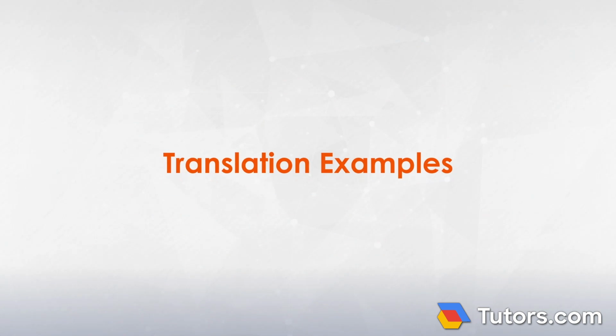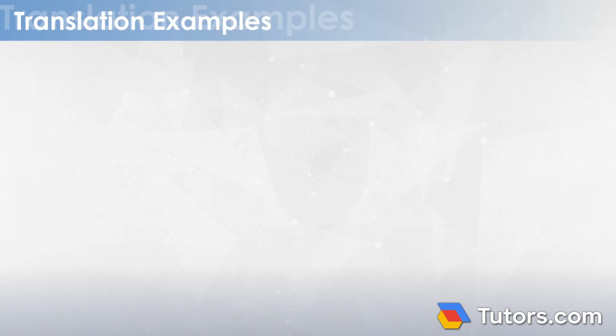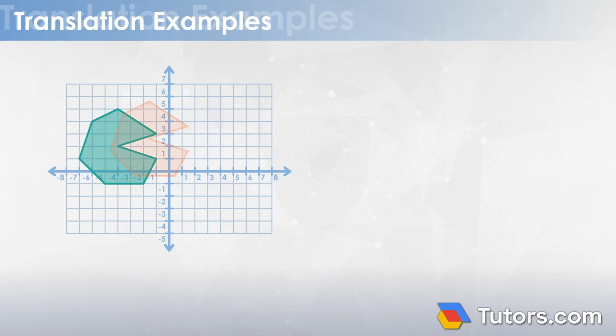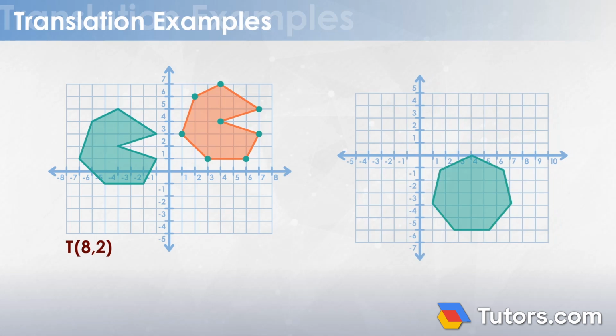Translation examples. Let's look at a few examples. Here is an irregular octagon translated following the instruction T, 8, 2. Here is a septagon, translated down 2 units and over to the right 4 units. The TAB notation for the septagon is T, -2, 4.